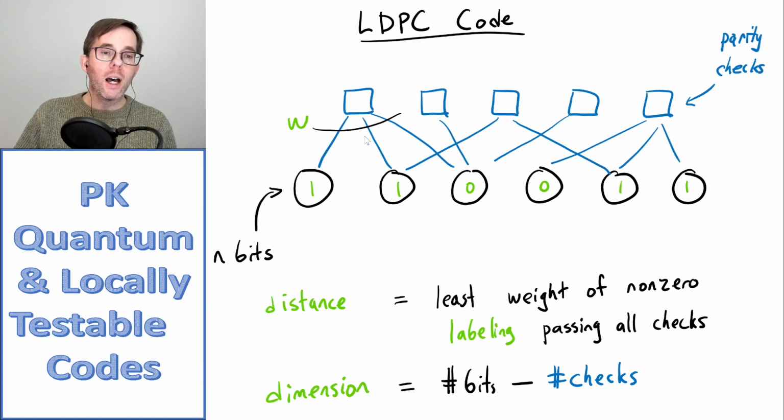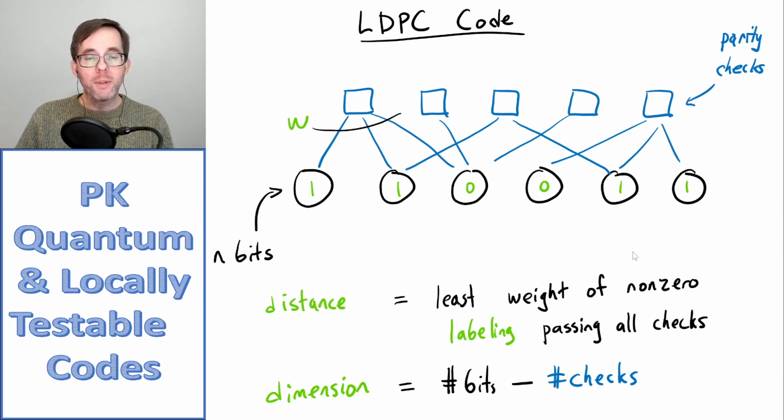And these parity checks check whether the XOR of the bits that they're adjacent to is equal to 0. Okay, so in order to be a code word, you have to pass all the parity checks. So for example, this green string 110011 is a code word because, for example, this parity check here is satisfied. It touches 1, 1, and 0. That adds up to 0 mod 2. This parity check touches this 1 and this 1. That adds up to 0 mod 2, etc.